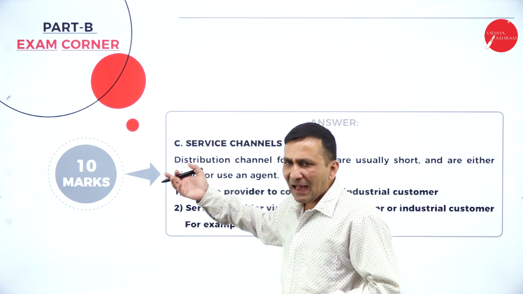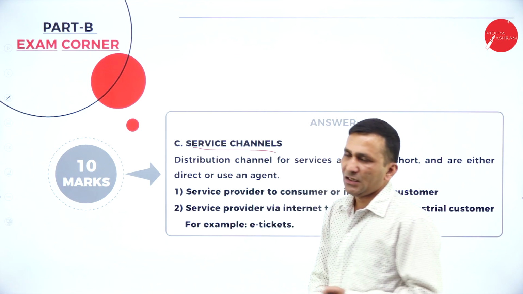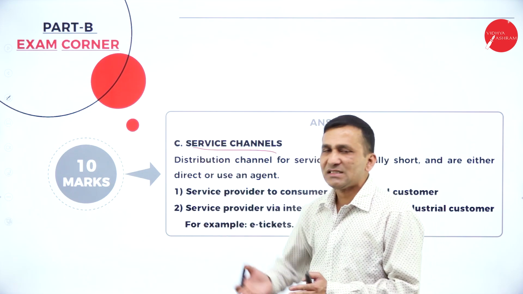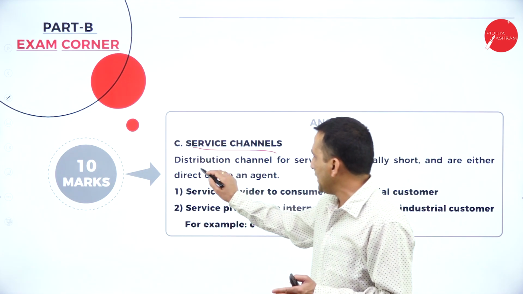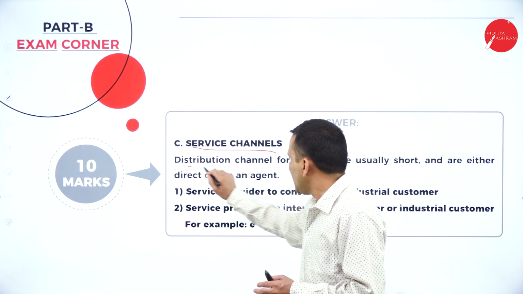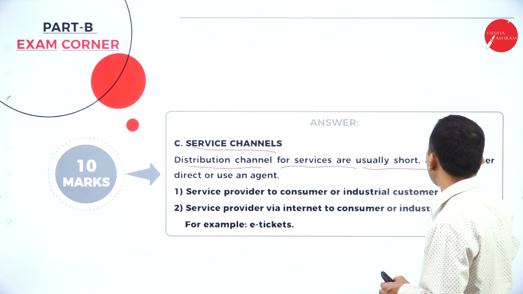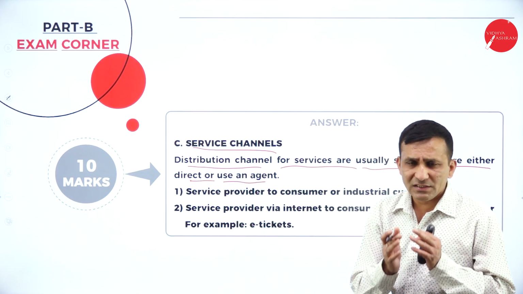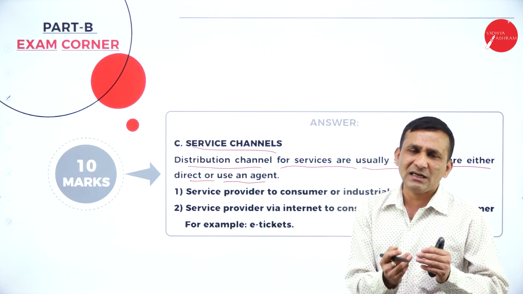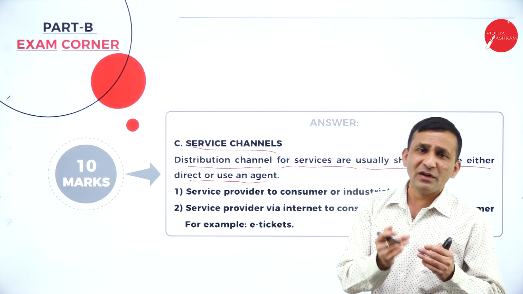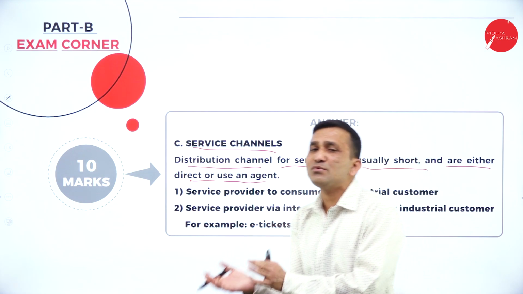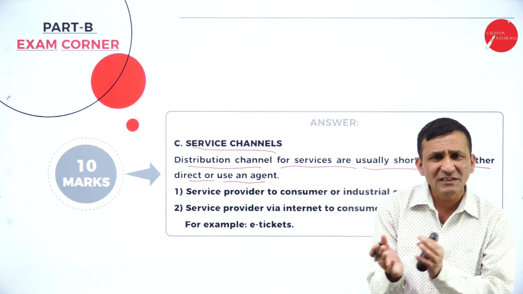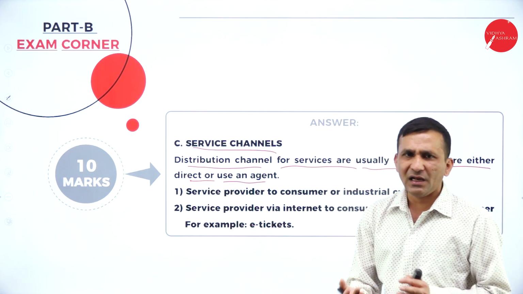Now the last category, which is nothing but the service channel. Among the major products, we have physical products and intangible ones, like a service. How is the channel of distribution for services? The distribution channels for services are usually short, either direct or through the use of an agent. In the service you offer, production and consumption take place simultaneously. There are different types of service: airline service, beauty service, skin care service, hospital service. So there are different types of service.